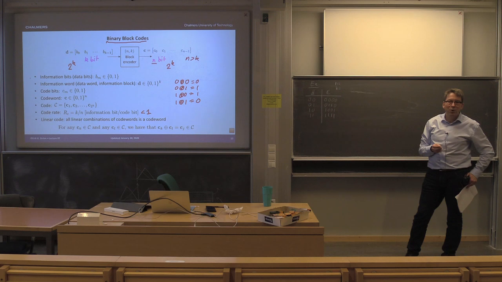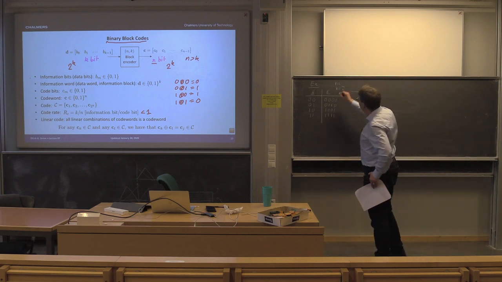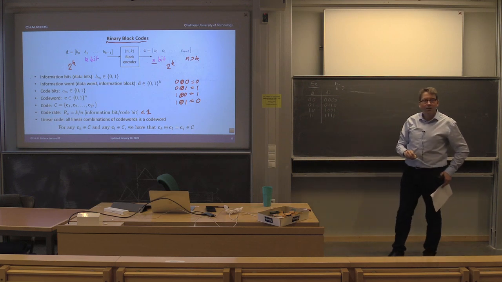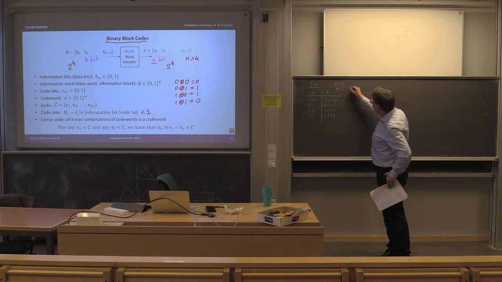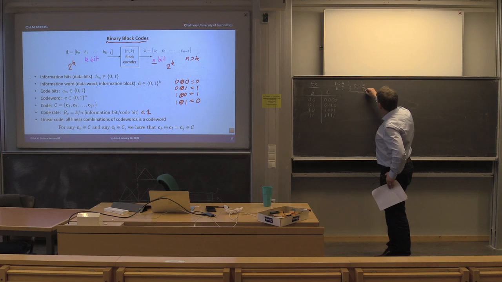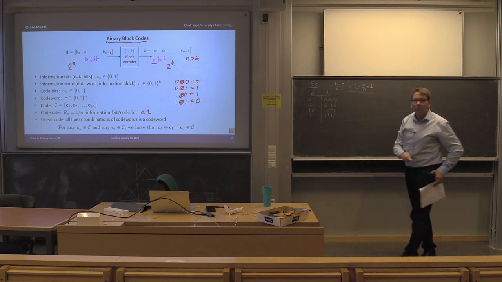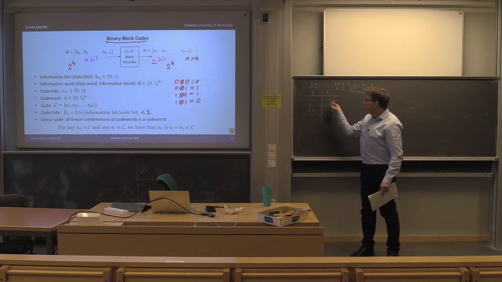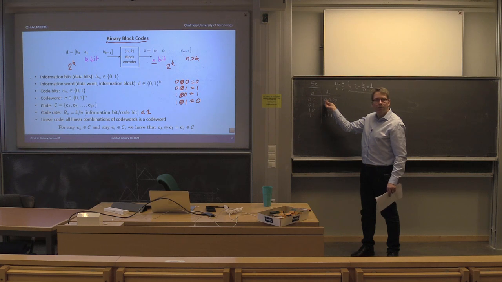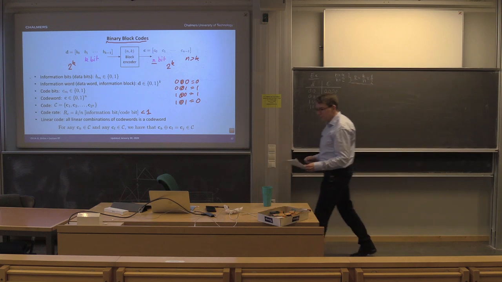So k is the number of input bits. So k is equal to 2. What is n? 2, 3, 4. Man, come on, guys. So the rate is 1/2. Okay, so the rate 1/2 means that on the average, for each code bit, there is half an information bit in it.